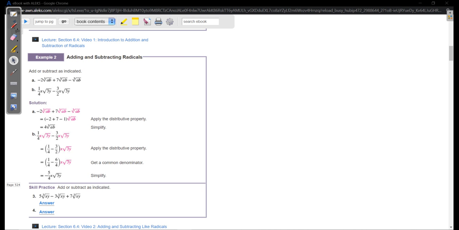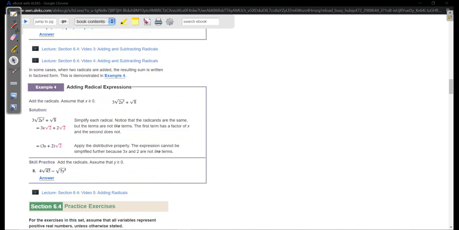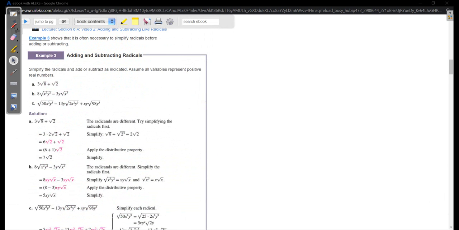Okay, so those two examples are pretty darn easy because we had like radicals, and like I said, all we do with like radicals is treat them like variables. Well, these next two examples are not as easy. Instead, what we have to do is turn them into like radicals.